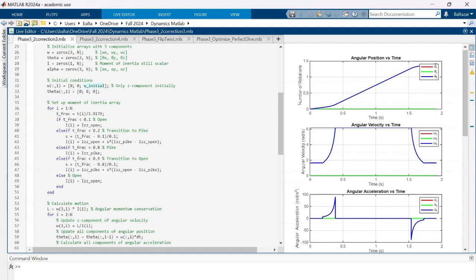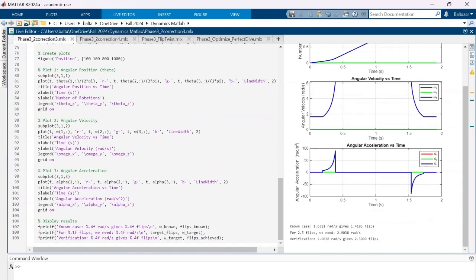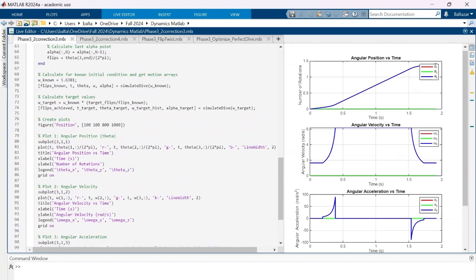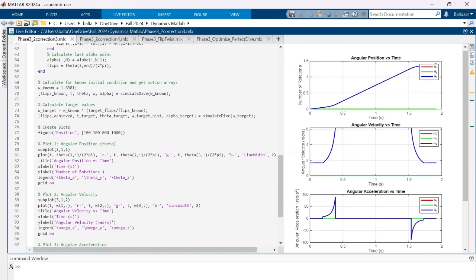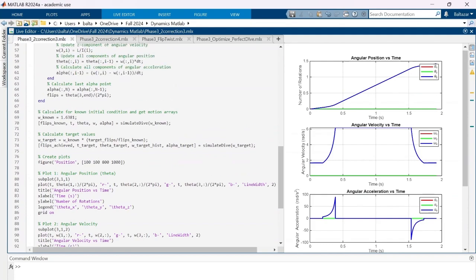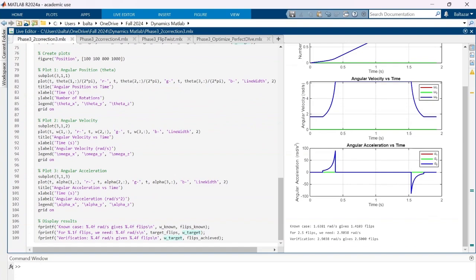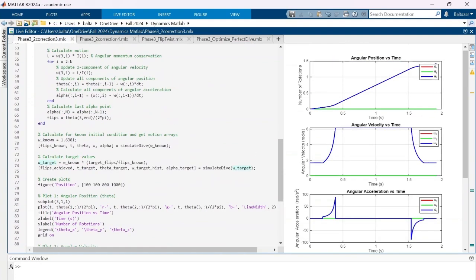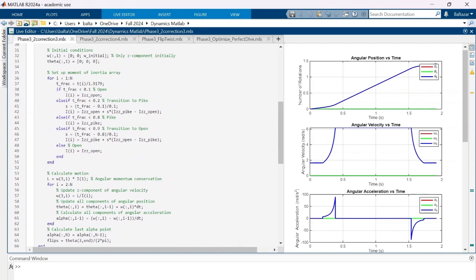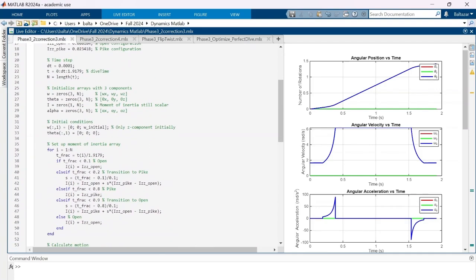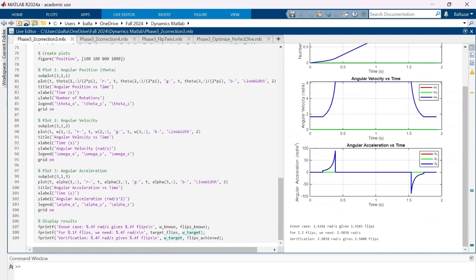And if we run the function with our initial angular velocity from phase 1, we get an approximate flip count of 1.4103. And if we assume that the number of flips is directly proportional to the initial angular velocity, we can get an initial angular velocity target of about 2.9038, and if we run this initial target angular velocity inside our function, we get exactly 2.5 flips.